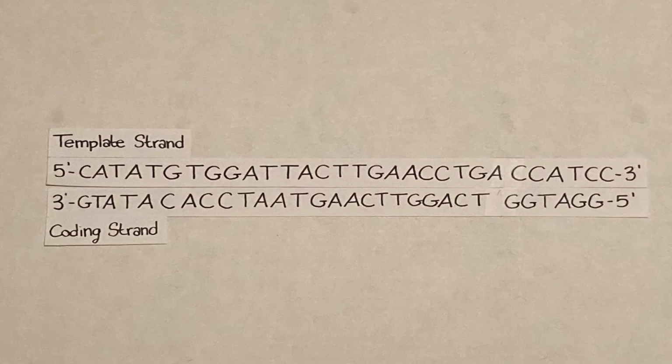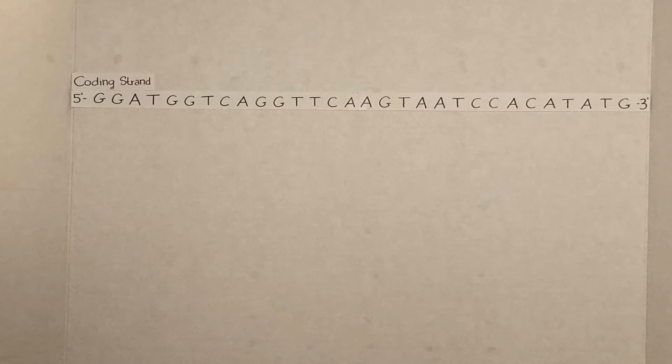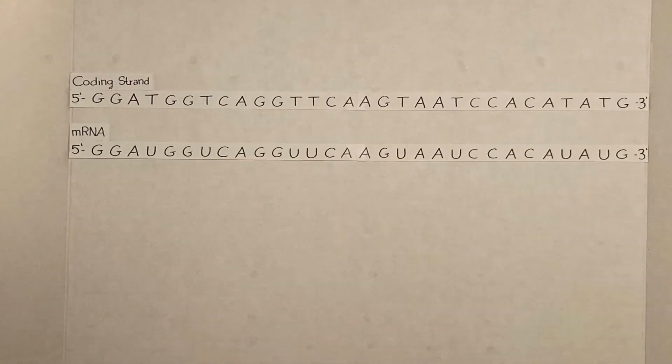Looking at this section of double-stranded DNA, we can see that the top strand is the template strand and the bottom strand is the coding strand. For the rest of this video, we will only be using the coding strand, so let's flip it so that from left to right it is in the 5' to 3' orientation. The coding strand gives us the same coding sequence we will see in the transcribed mRNA, except that all the thymines will be replaced by uracils, giving us this mRNA sequence.